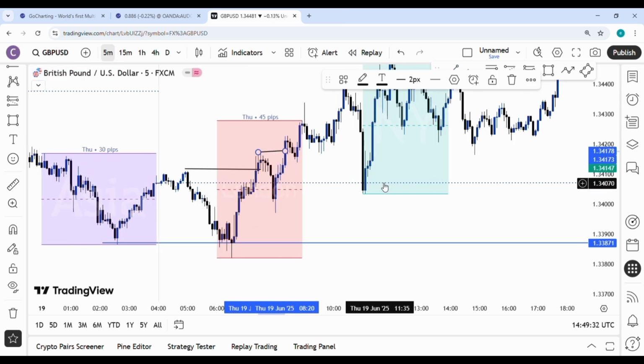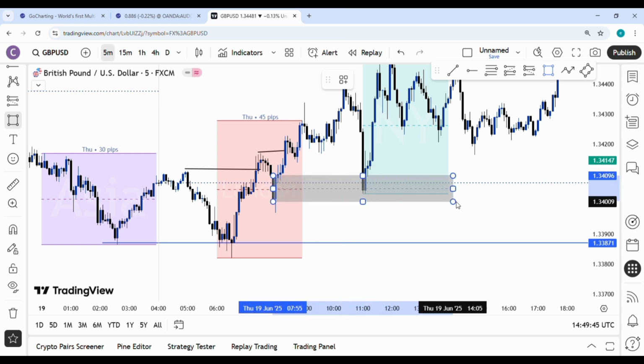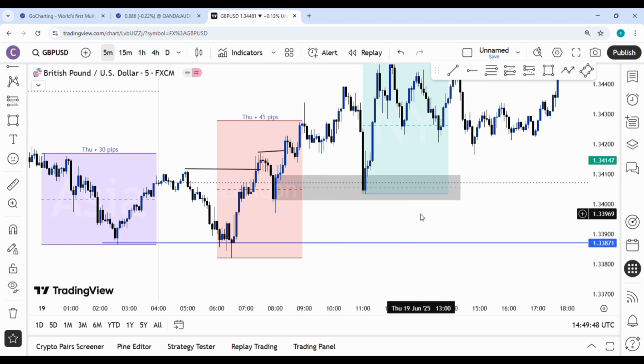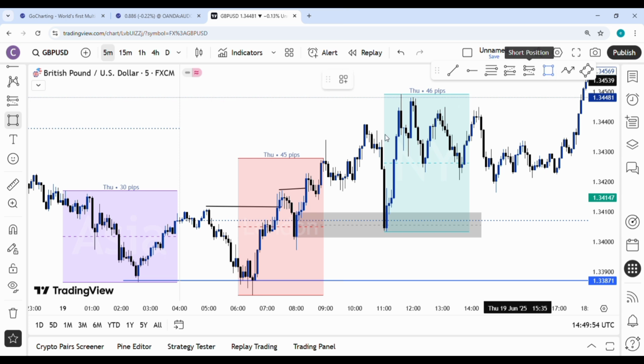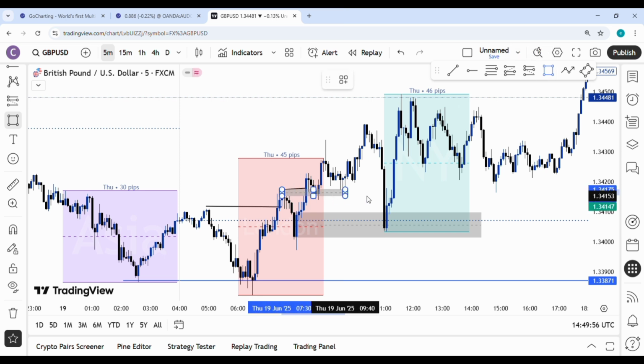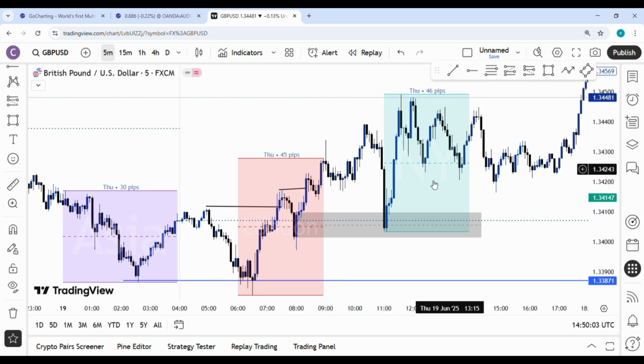And this is our order block. But this order block does not come with a fair value gap, guys. No fair value gap over here. You can see no fair value gap over here. But this is the old low. This is the old low, and this is the old high.